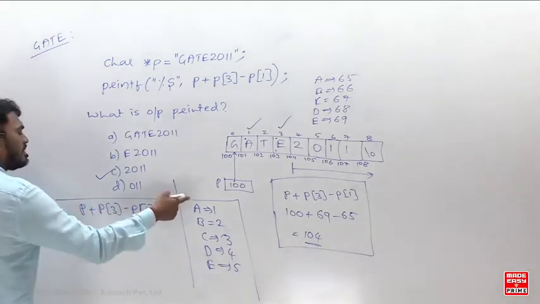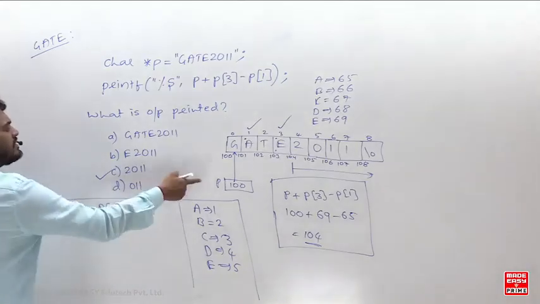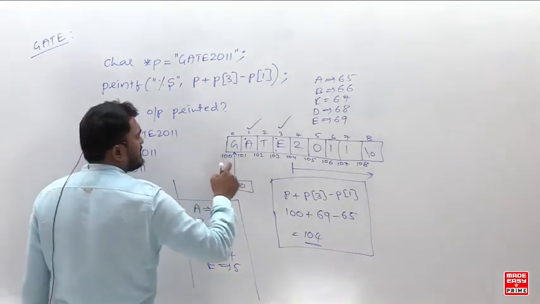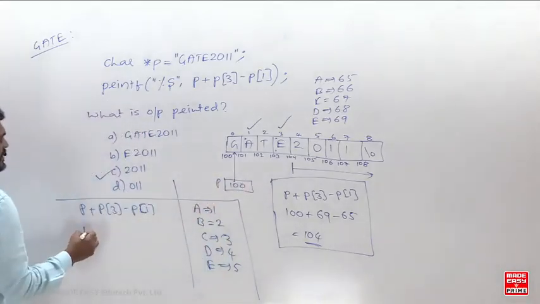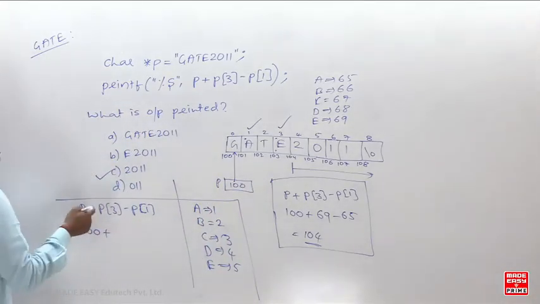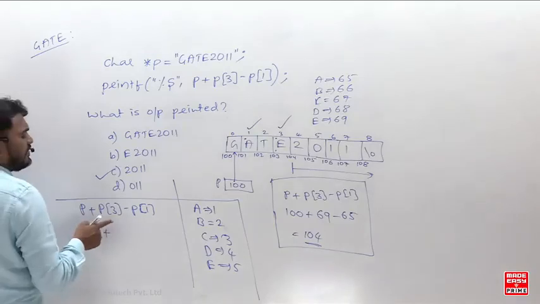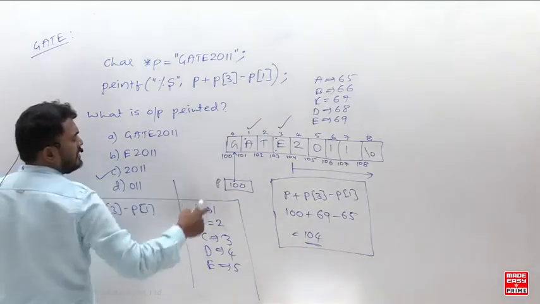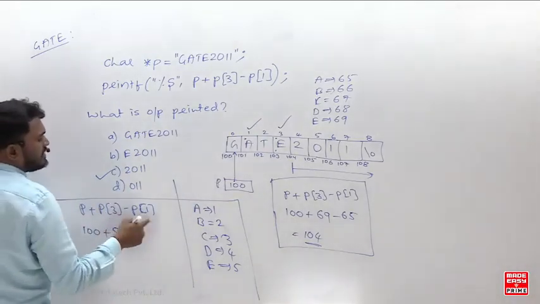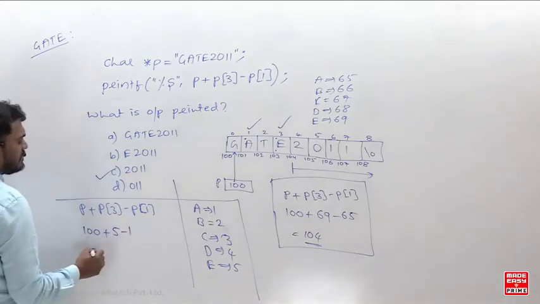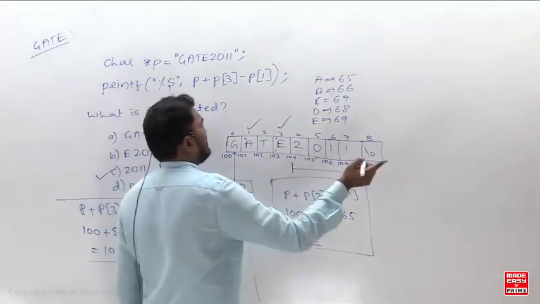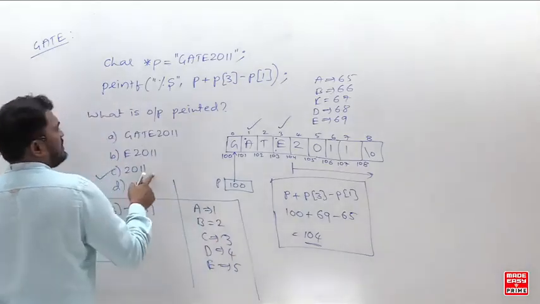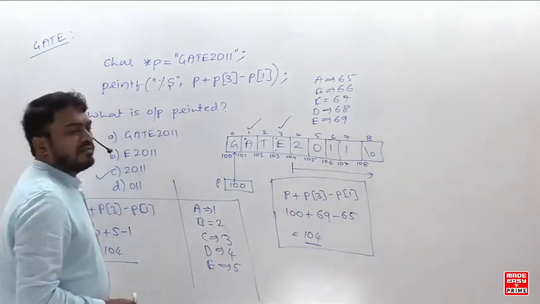Just assume in that manner also. P means what? P contains the base address of this string, say 100. So P means 100. You can take any base address. P of 3 is E, whose ASCII value is 5, minus P of 1, A's value 1. So this value is also 104. From the base address 104, it will print all the characters until the null character. So that is 2011. This is the right answer.